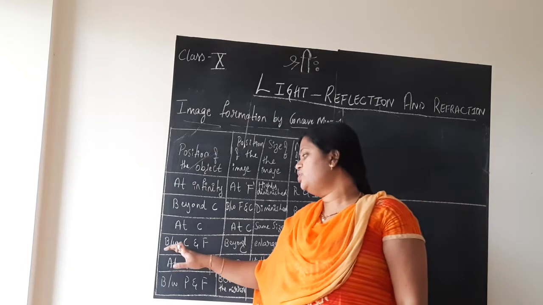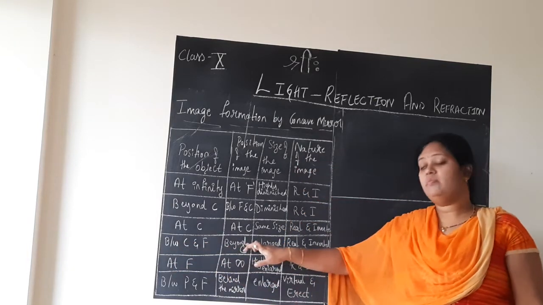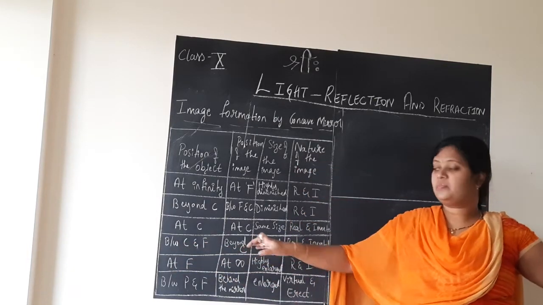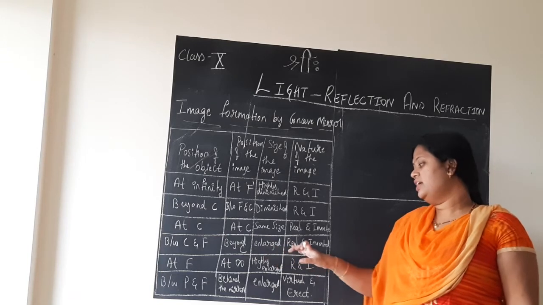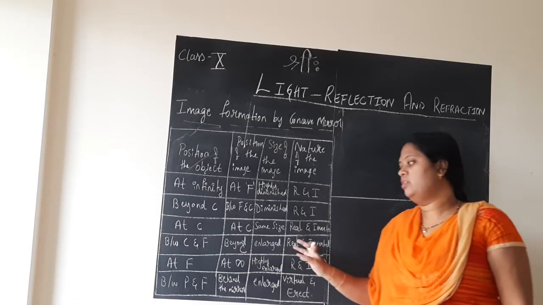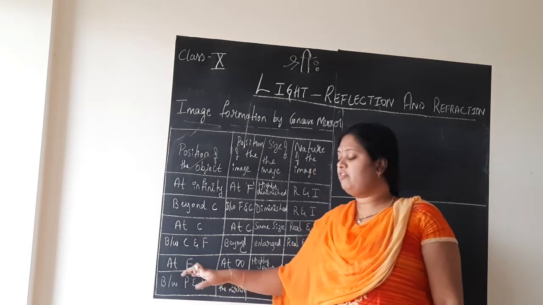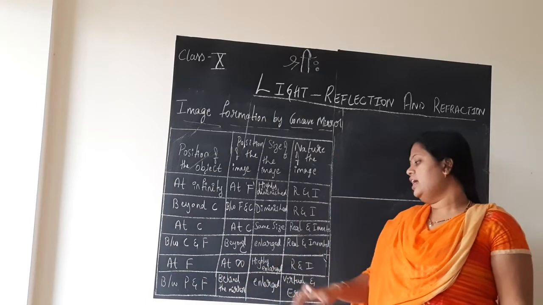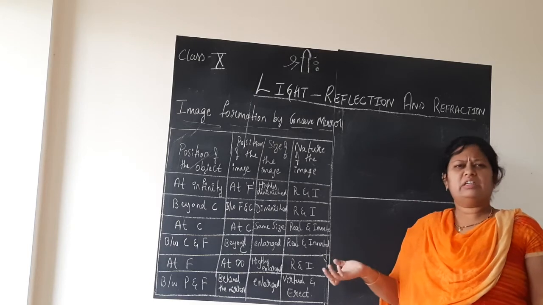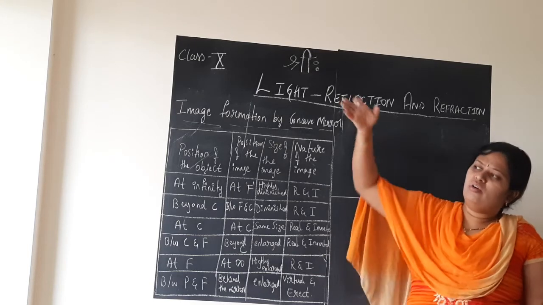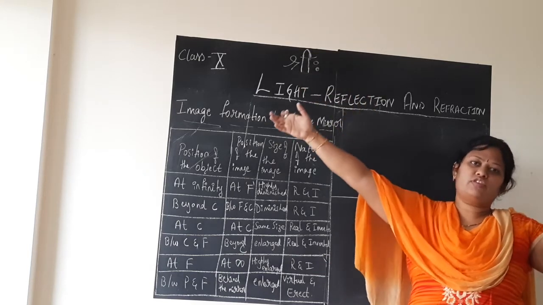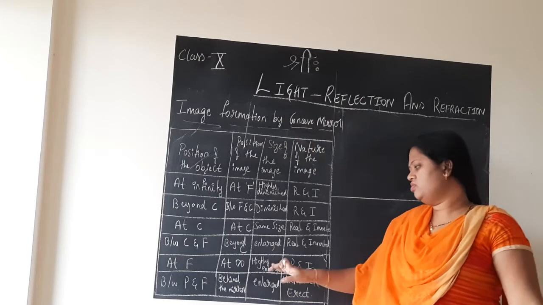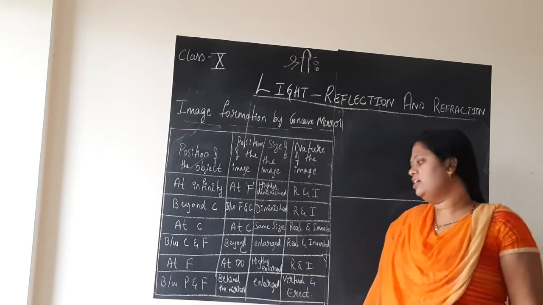When you place the object between C and F, the image is formed beyond C. Enlarged image there, real and inverted image will be formed. When the object is placed at F, at principal focus, the image is formed at infinity. Highly enlarged image. You can simply imagine infinity, a very big image will of course be formed. So a highly enlarged image will be formed, and of course it will be real and inverted.